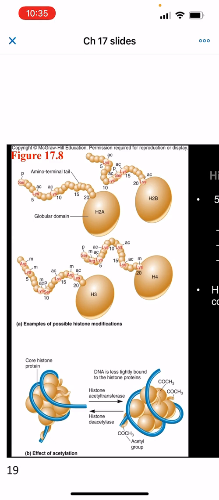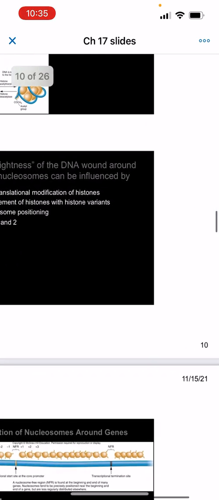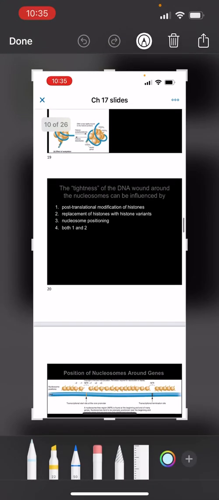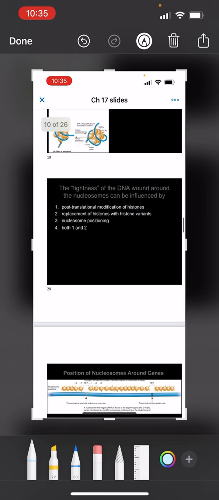All right. So, the tightness of the DNA wound around the nucleosomes can be influenced by, what do you guys think? Post-translational modification of histones, replacement of histones with histone variants, nucleosome positioning, or both 1 and 2. All right, I see a lot of 4s.